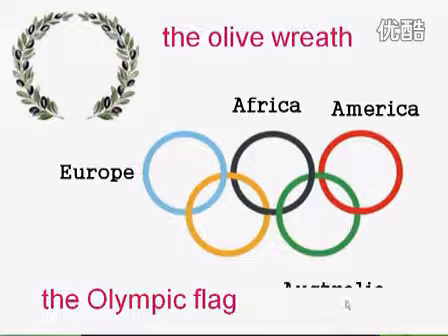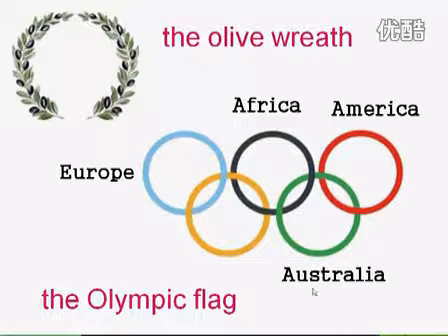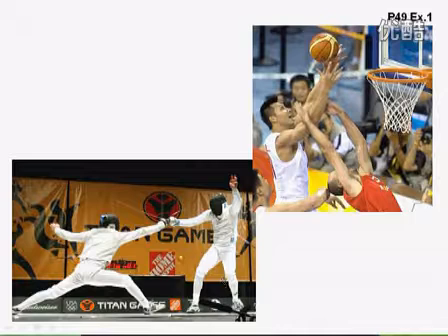And this one, green, Australia. The yellow one, of course, Asia, right? Okay, let's move on. Let's have a look at the pictures. The pictures in the following will tell you something about the events in the Olympic Games.